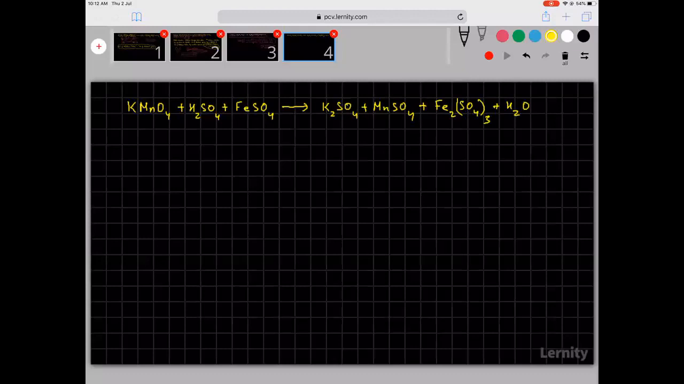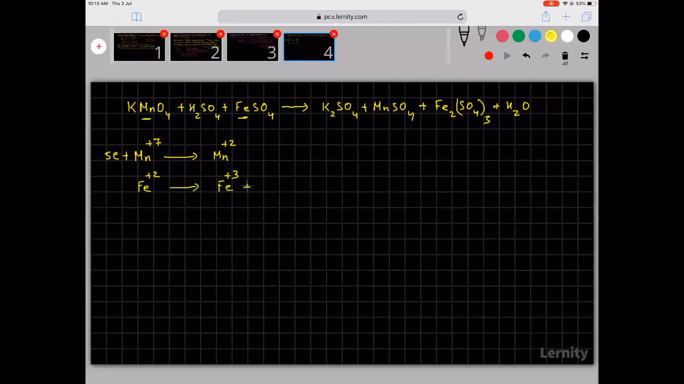Again, look at manganese and iron. These are the only two species worthy of changing. Nobody else will change. Manganese here is in the +7 state and is going to become manganese in the +2 state. This happens by manganese taking 5 electrons. Then Fe is in the +2 state and becomes the +3 state, which happens by iron giving 1 electron.